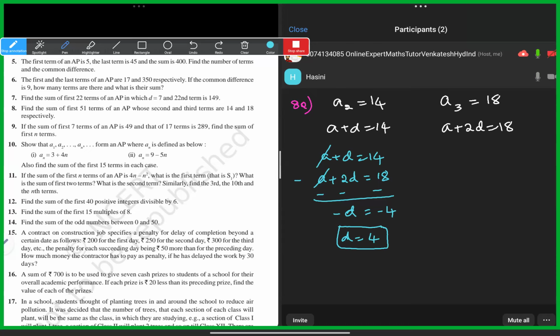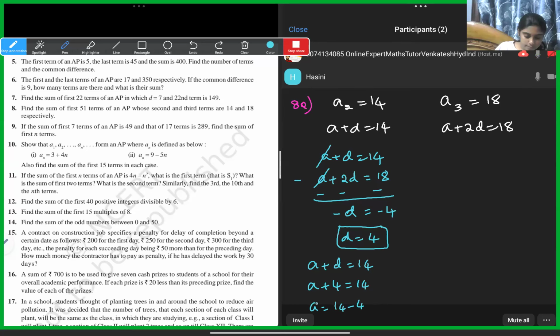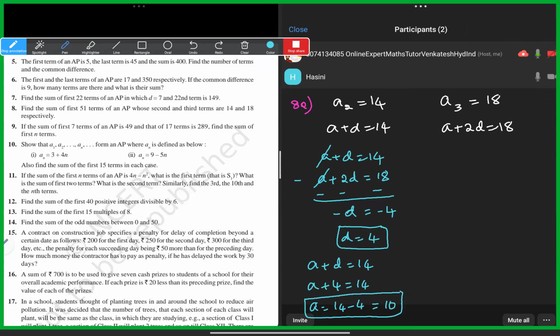Now once D is equal to 4, I'll substitute in any of the equations to find out A. A plus D is equal to 14, D is 4, so A is equal to 14 minus 4, which is equal to 10. Any doubt, Hasni? No, sir.